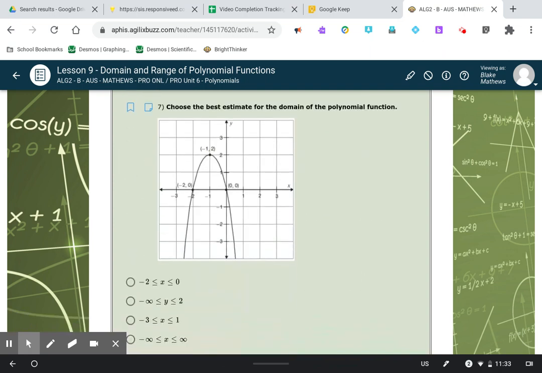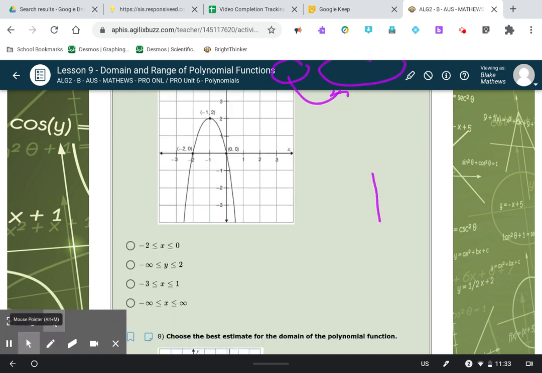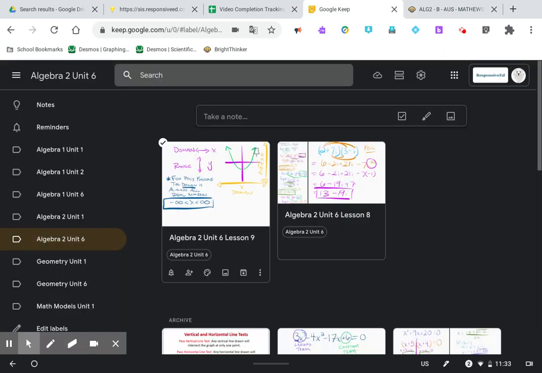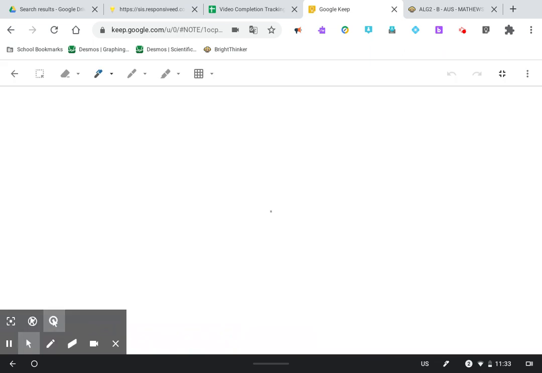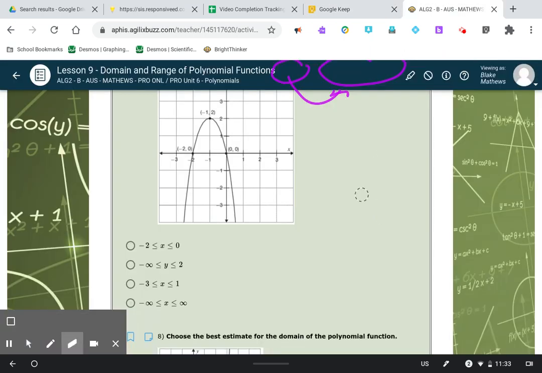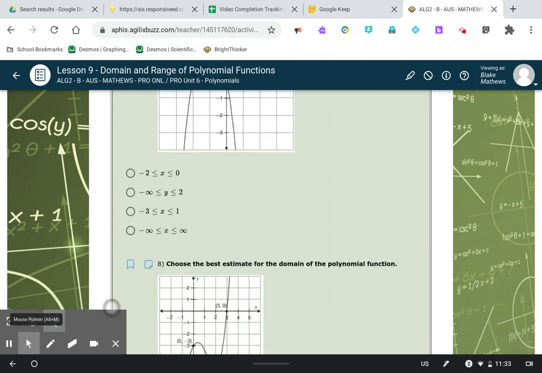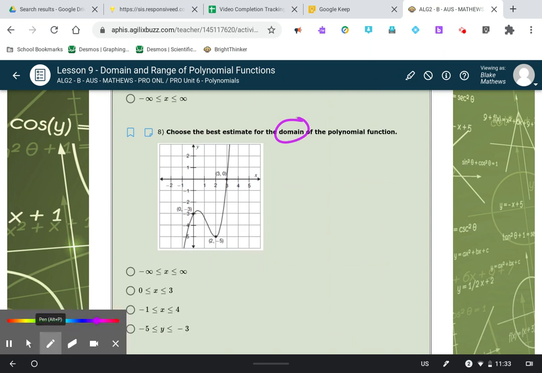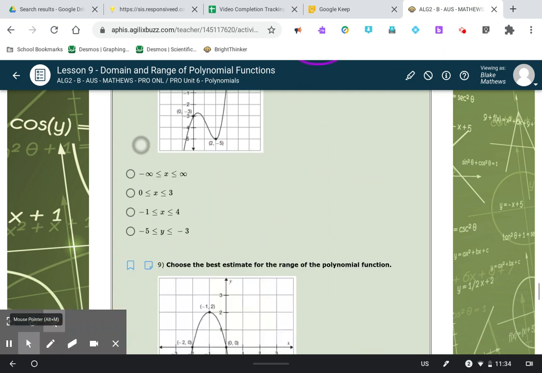So choose the best estimate for the domain of the polynomial function. This right here, domain of polynomial functions, we already know it's always, always, always all real numbers. So it's always going to be this expression that I showed you right here: negative infinity to positive infinity. If you go over here, you can see that is one of our answer choices. So make sure you're choosing that. Here's another polynomial function. The domain of the polynomial function, always all real numbers, also known as negative infinity to positive infinity.